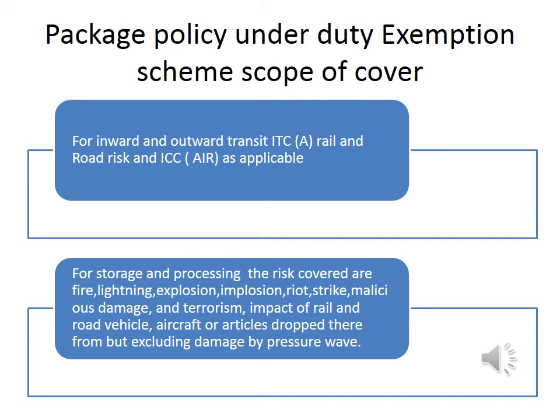It is inland transit clauses A, rail and road risk, and ICC air as applicable for inland transportation. For storage and processing, the risks covered are fire, lightning, explosion, implosion, riot, strike, malicious damage, terrorism, impact of rail and road vehicle, aircraft or articles dropped therefrom, but excluding damage by pressure wave. So if an explosion pressure wave is damaging, it is not covered under the policy.